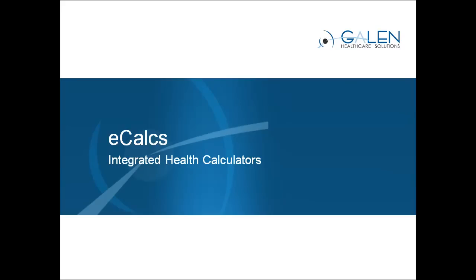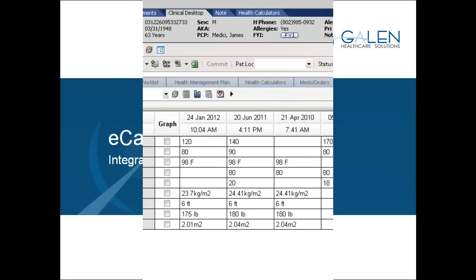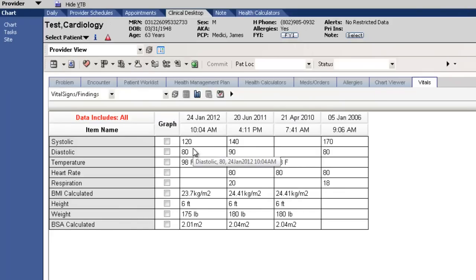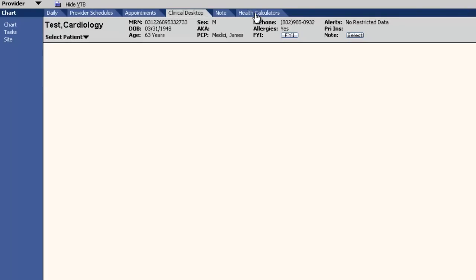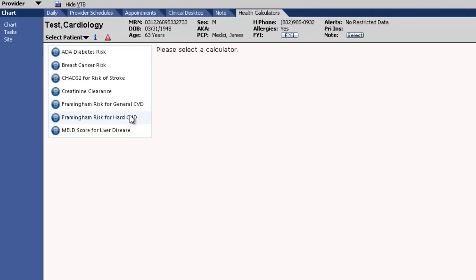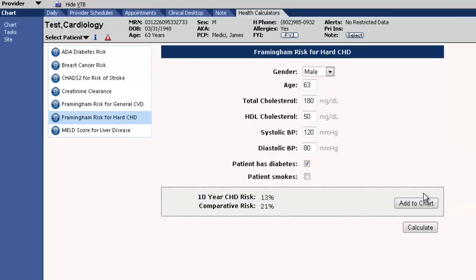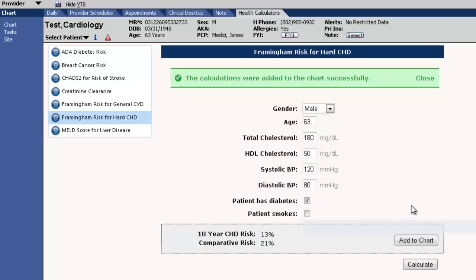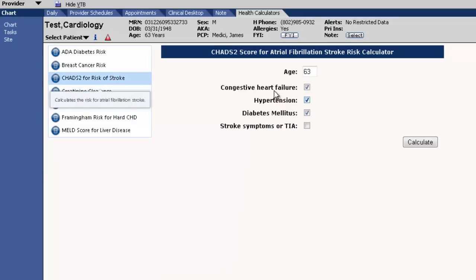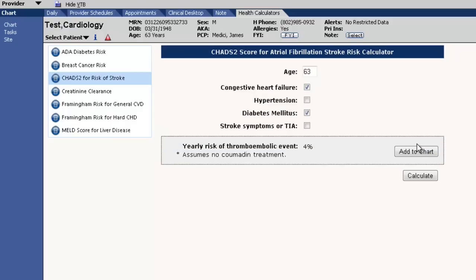eCalcs, bringing health calculators into the EHR. eCalcs are integrated, patient-specific, and documented. The calculators are integrated into the EHR screens. The specific patient's clinical information is brought into the calculator, and we document their risk score back into the EHR by clicking Add to Chart. We can do this for any of the most popular health calculators, with new calculators coming every month.